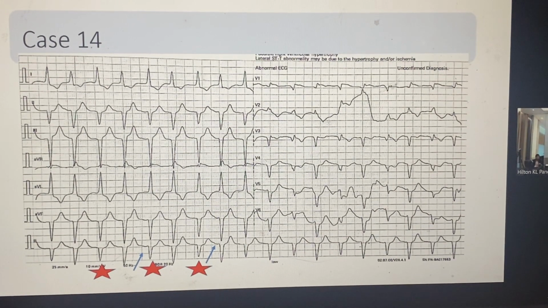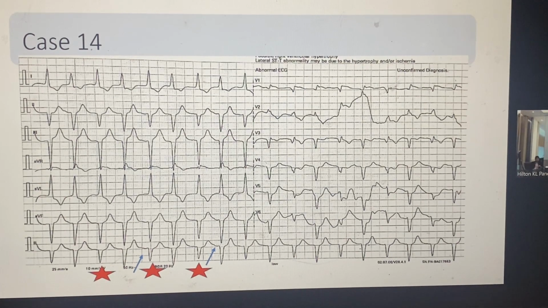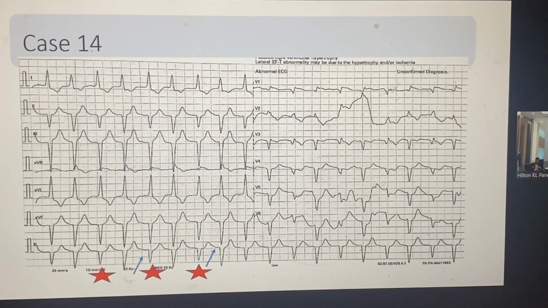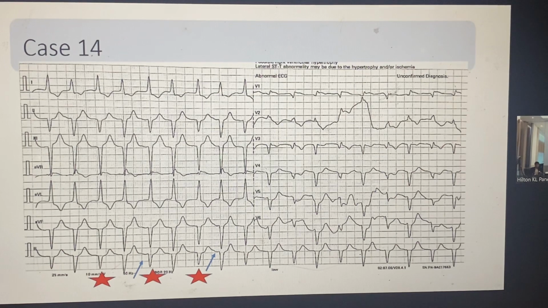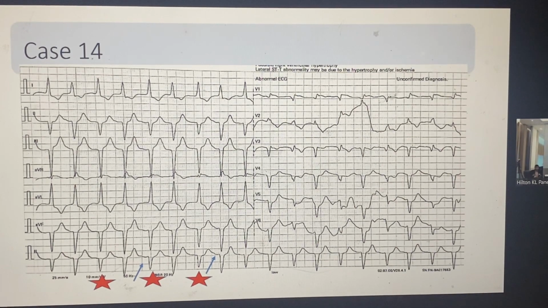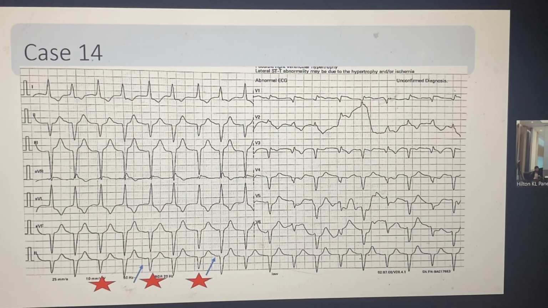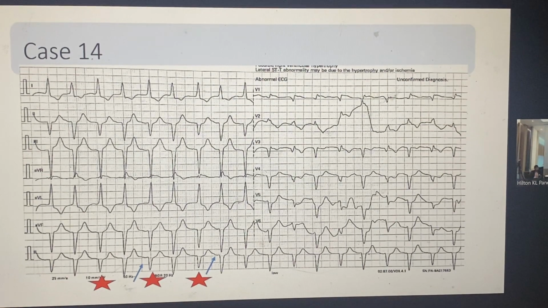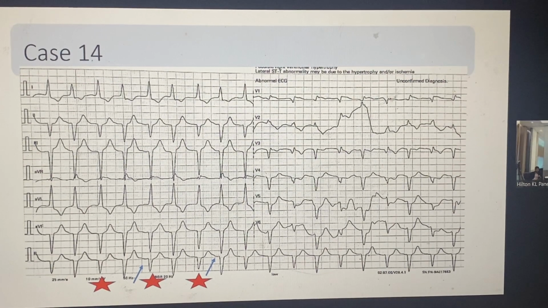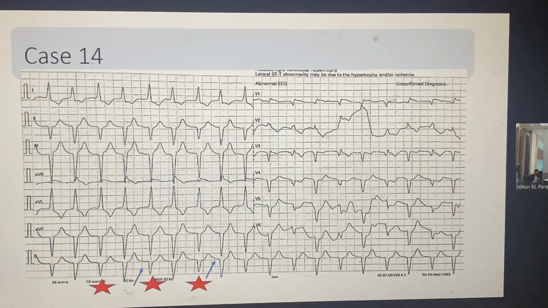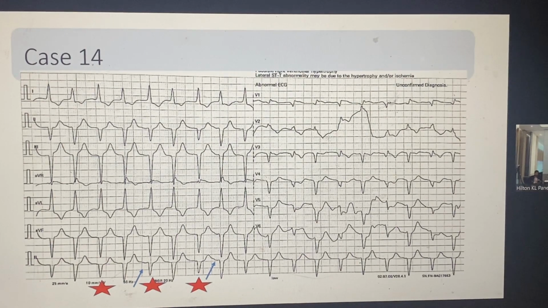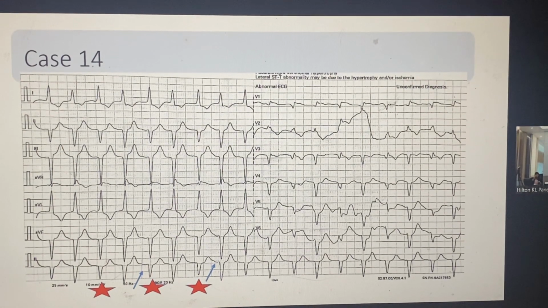So if your rate is less than 60, then you call it escape, because 40 to 60 is what the ventricular escape is supposed to be. Between 60 to 100, you call it accelerated idioventricular rhythm. Above 100, you would call it VT. This rate, I think, would be under the VT category, because it's more than 100.